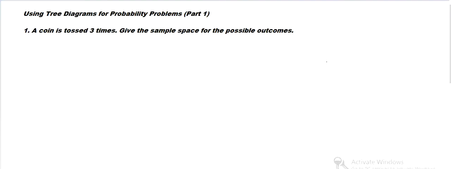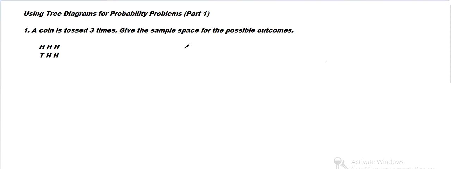We could probably do this carefully by hand, start listing out heads, heads, heads, and then the first one tails, and heads, heads, and so on. But even for that, or especially if we have more, it's hard to keep track and make sure we've got them all. So here's a way to do it without worrying about that.